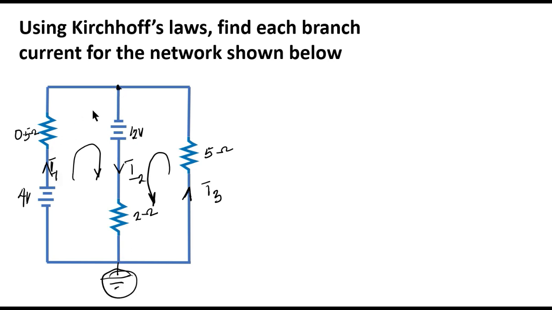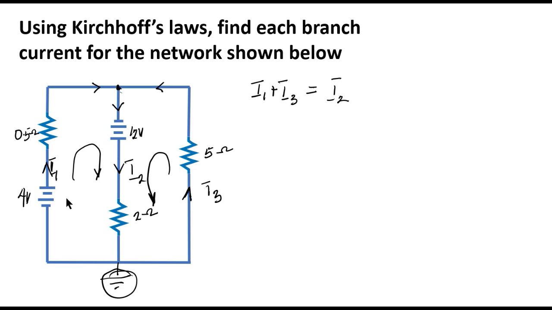Now, current I1 flows into this node, current I3 flows into this node, and current I2 flows away from this node. We know from Kirchhoff's current law that the sum of the current flowing into the node is the same as the sum of the current flowing out of the node. Current I1 is flowing into the node, current I3 is flowing into the node, and current I2 is flowing out of the node. That is, I1 plus I3 is equal to I2.